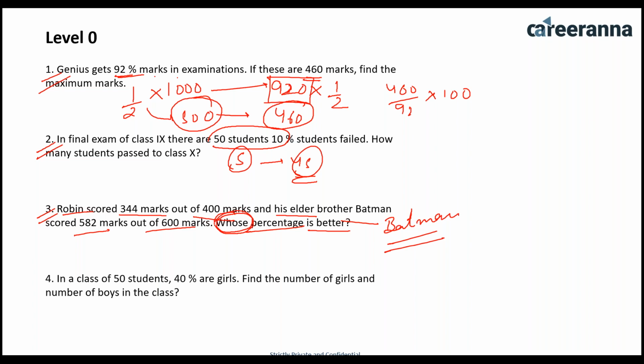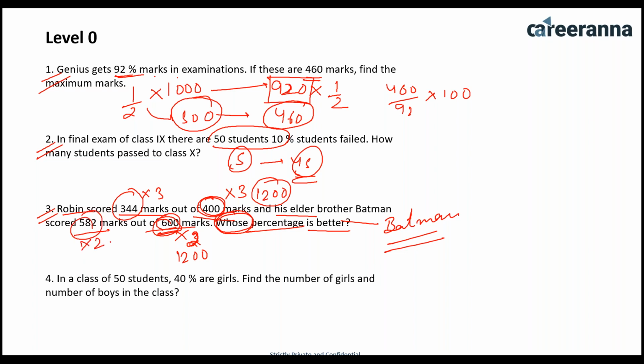Now, how do I do it? You guys calculated it, but now let me tell you a trick. It is 600 and it is 400. What is the LCM of these two numbers? Can I multiply this number by 3 and this number by 2? It is 1200 now and it is also 1200 now. So I have to multiply this number by 3, this number by 2.